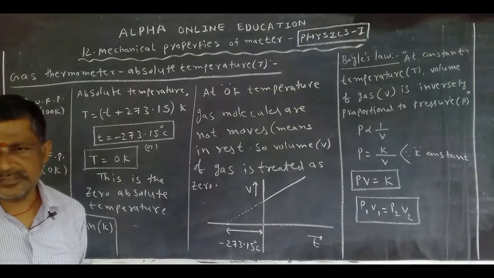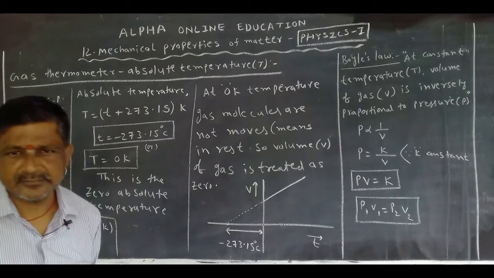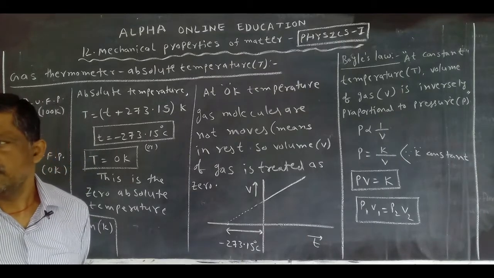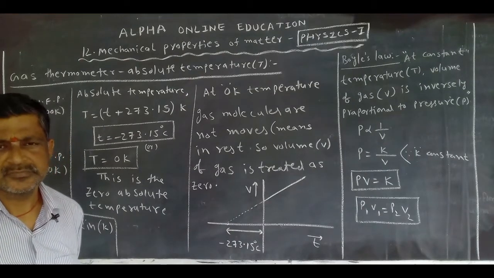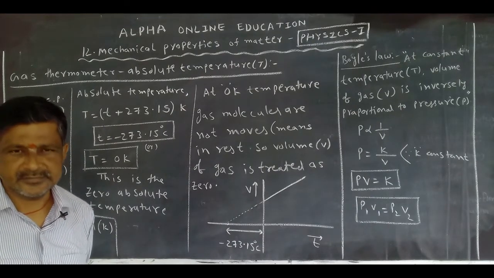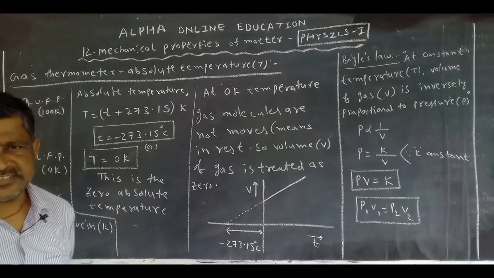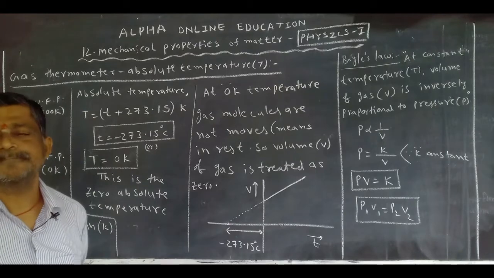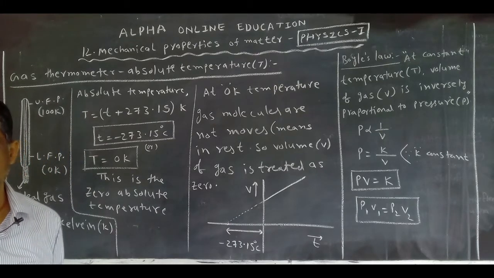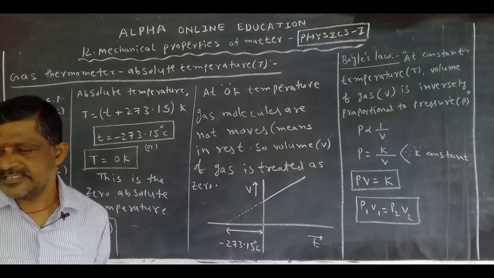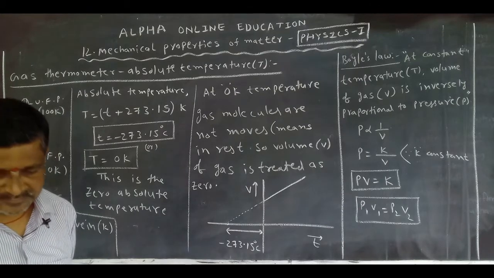And we know the calibration principle of the Celsius thermometer, that is C by 100. For the Fahrenheit thermometer it is F minus 32 by 180. We established the relation between the Celsius thermometer and the Fahrenheit thermometer in the previous class, and we proved that at minus 40 degrees the Celsius and Fahrenheit thermometer readings coincide.